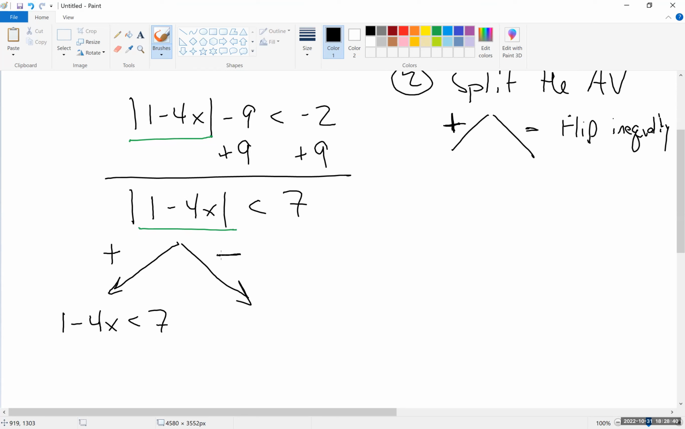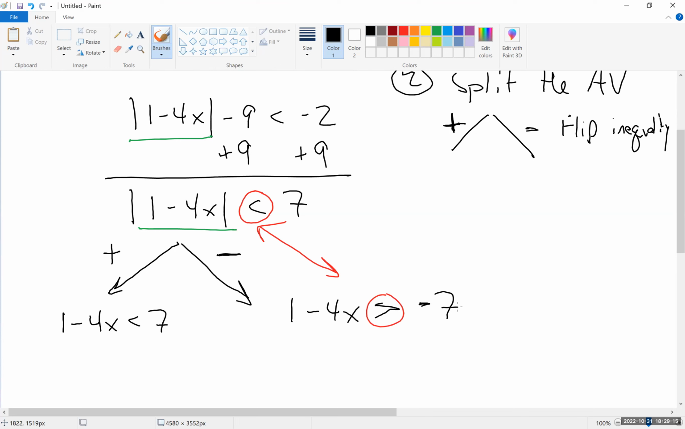Now, when we do the negative side, we've got to remember to flip the inequality. So instead of it being a less than, it's going to become a greater than, and we make it negative 7 instead of positive 7. So it's going to be 1 minus 4x is not less than anymore. It's going to be greater than. I never really know how to highlight that we're switching it, but on the second one, we flip the inequality sign, and then we write negative 7 instead of positive 7.